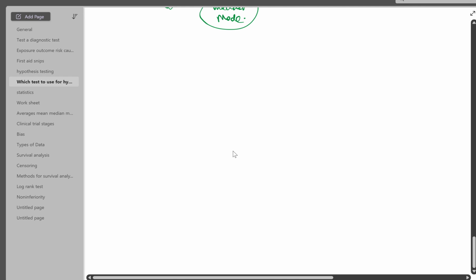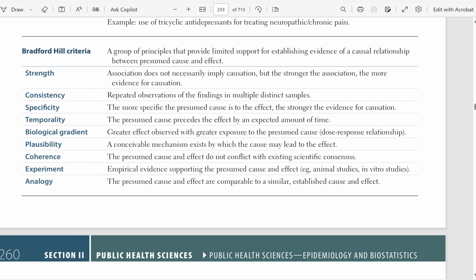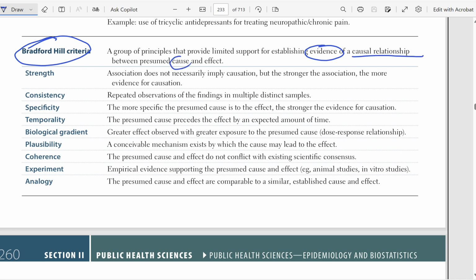That needs a little bit more explanation, but I wanted to show you this thing called the Bradford Hill criteria, and this is the criteria that we have to stick to, some rules, right? Otherwise, everyone would do research however they want, and we want to see between the exposure and the outcome, or between the intervention and the result, a group of principles to establish evidence of a causal relationship between cause and effect.